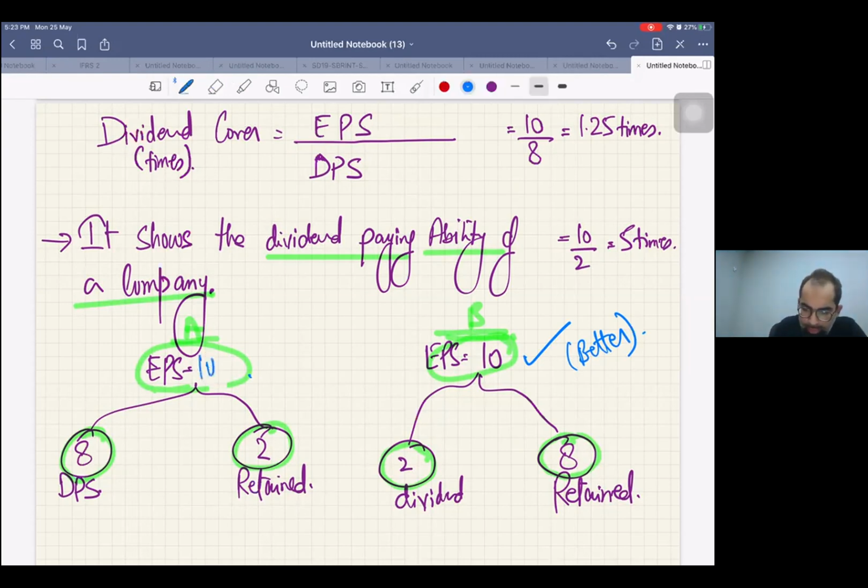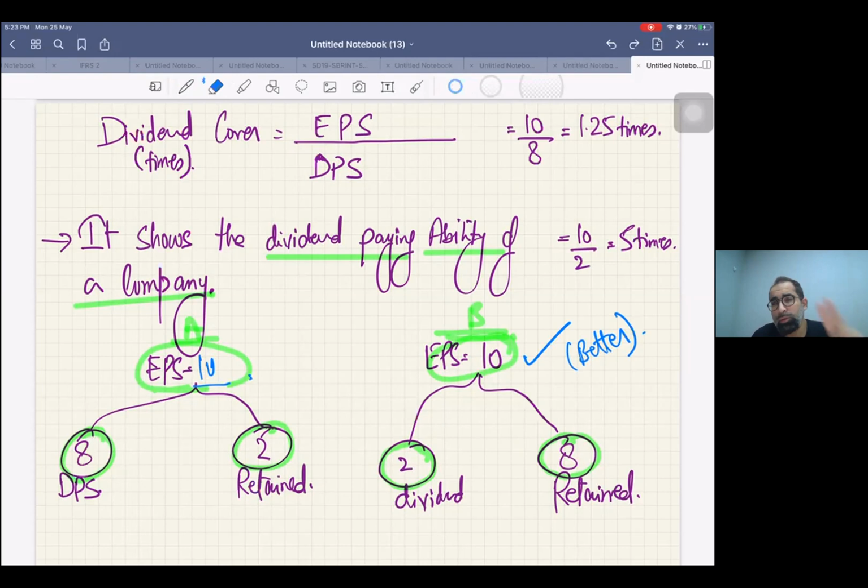Now, but for the second company, B company, this year EPS is 10. What if next year this EPS becomes $6? Still this company can easily pay $2 dividends. So in terms of dividend paying ability, company B is better.